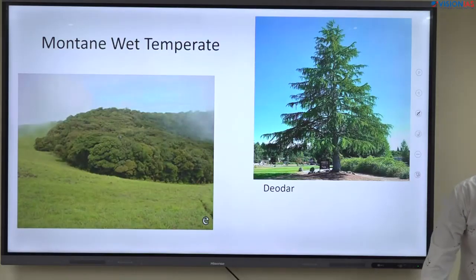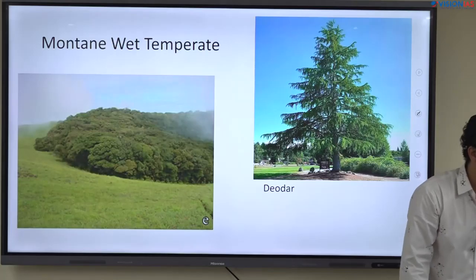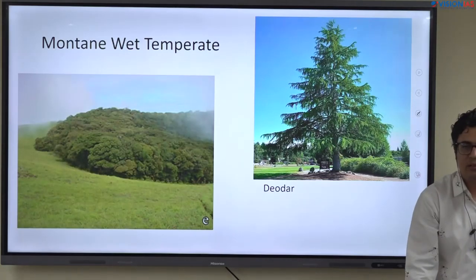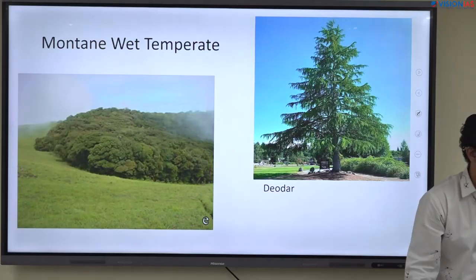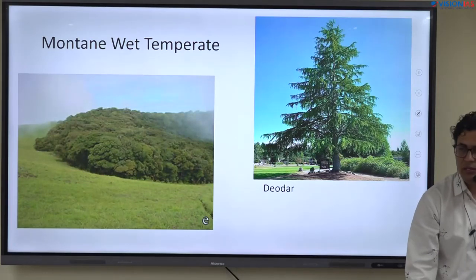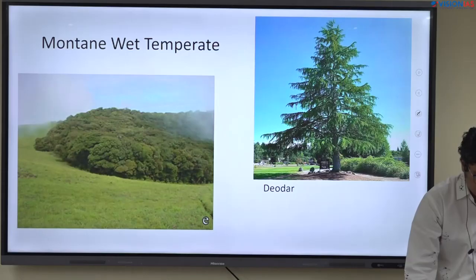Grows at a height of 1800 to 3000 meter. So now you can see the elevation. Elevation has increased, 1800 to 3000. What was the elevation in previous categories? 1000, 2000, at max 2000. But here the elevation is increased, that it is found from 1800 to 3000 meter above sea level.